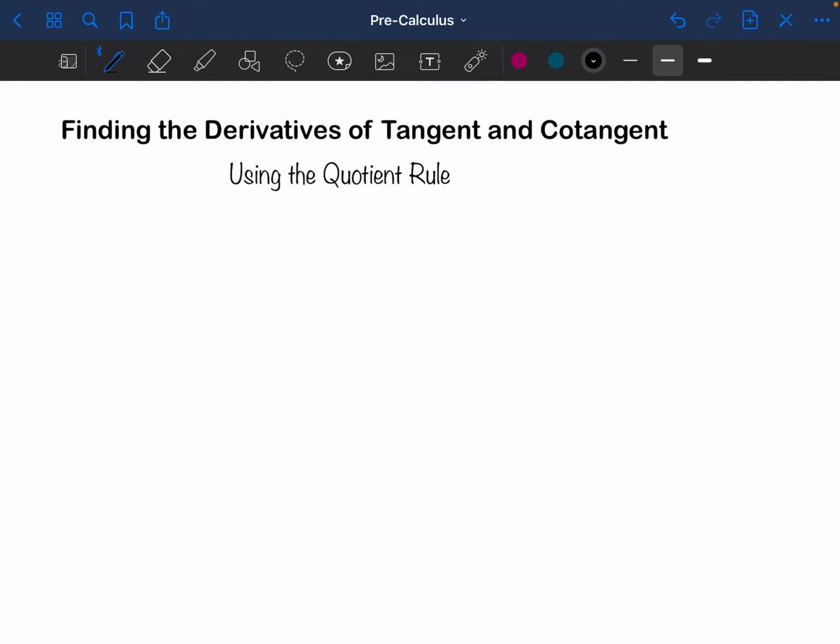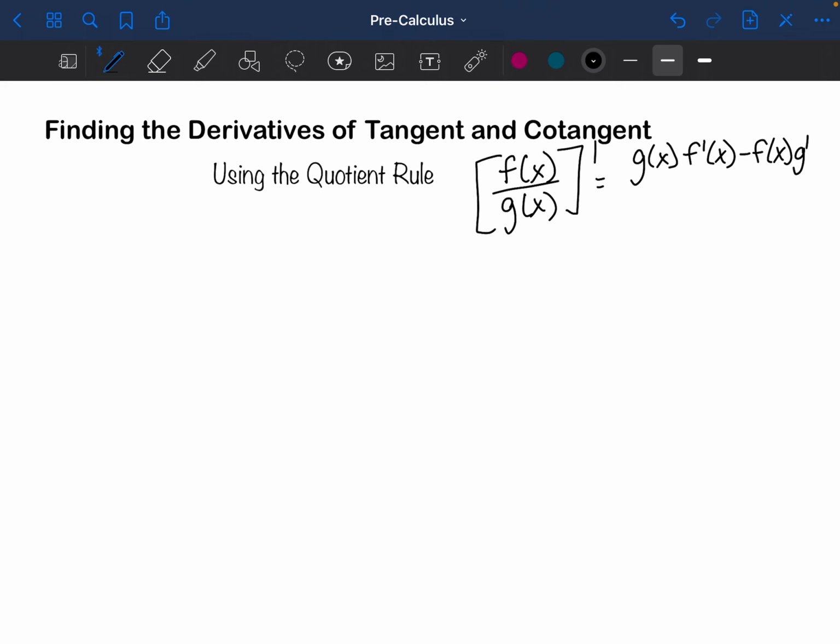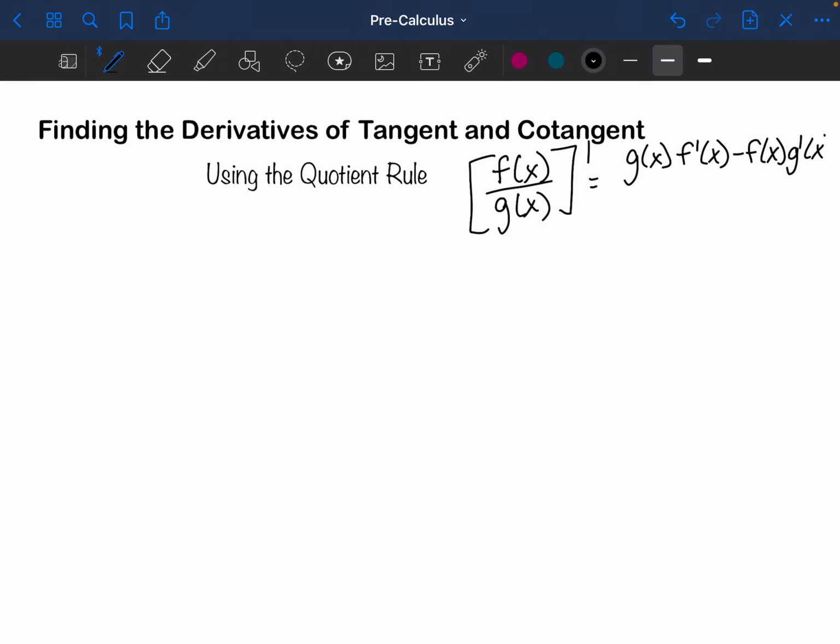Let's look at finding the derivatives of tangent and cotangent using the quotient rule. Recall, the quotient rule is, let's say I have two functions and they are being divided. We got something in the numerator, something in the denominator. I want to find the derivative. Well, then we have to do low d high minus high d low, all over low squared.